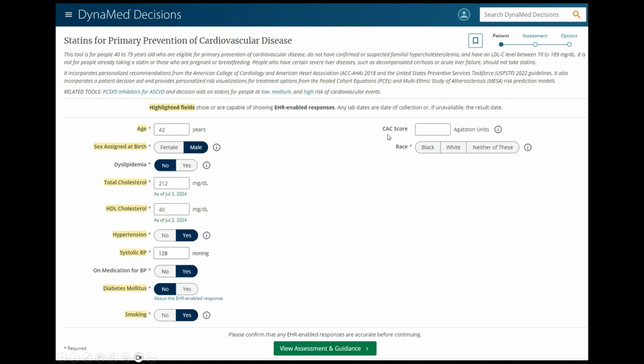We will leave the CAC score blank because, as you can see, there is no asterisk indicating that it's a required field. So required fields are noted with an asterisk. So we'll leave this blank. And that's also closer to clinical reality. A lot of people presenting don't have a CAC score for this kind of a scenario upon initial visit. And then let's say this person's self-identified race is Black. After we fill those things out, we can move on to the assessment and guidance.